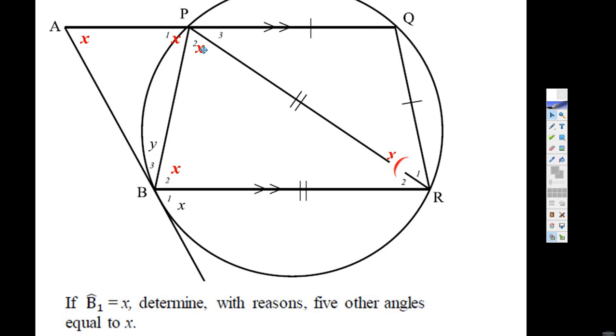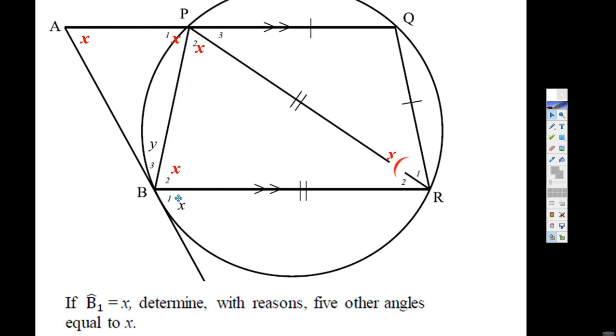Now, let's try and get another one. This is a little bit tricky. You see here, there's a parallel line, there's a parallel line. That's a Z, APBR. If we go from there to there to there, that makes a Z. And P1 is equal to B2 because of alternate angles. And then you've got to say that PQ is parallel to BR. That's why you can say P1 is equal to x.